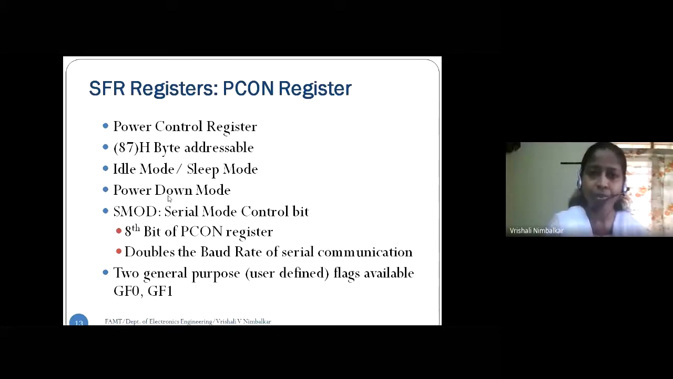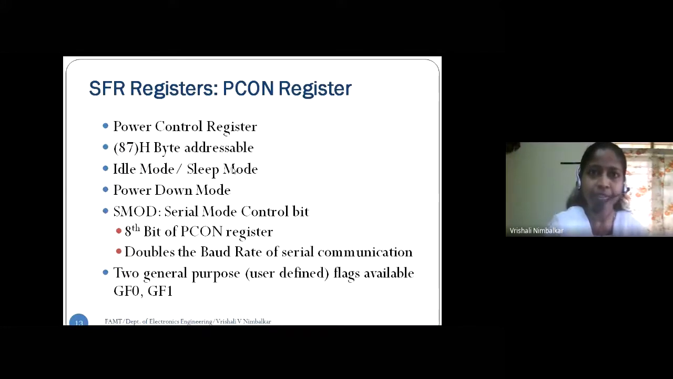When we reset the microcontroller, what happens internally, correct? The microcontroller comes out of idle or sleep mode. None of the register contents are changed. None of the memory contents are changed. And the microcontroller starts from where it had stopped.